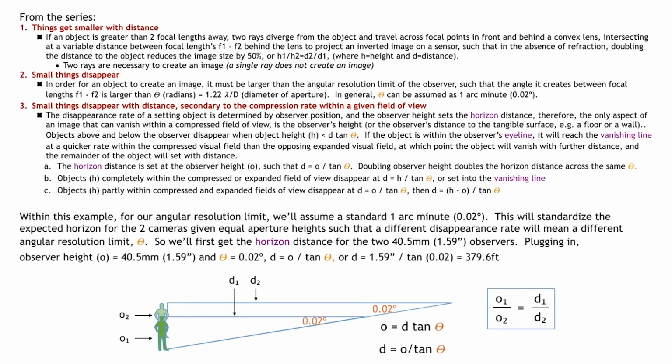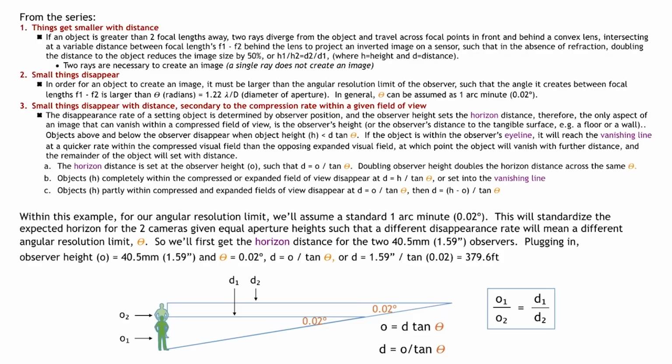So from the series, we know that things get smaller with distance. I won't go through this part too much, but just recall that we have two rays intersecting through f1 in front and behind the lens to create an image on the back of the retina such that things get smaller with distance at a rate of doubling the distance, halving the size. We needed 2 rays to form a contextual image. With only 1 ray, images are not rendered.